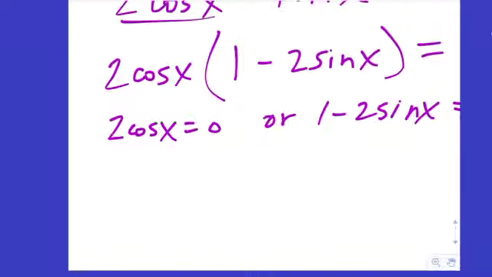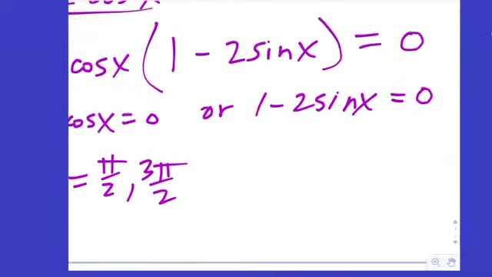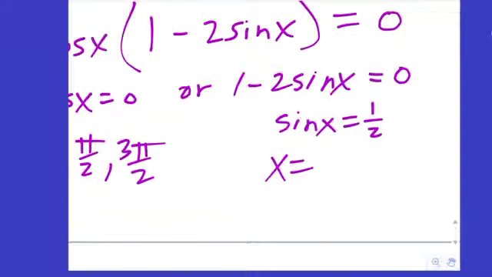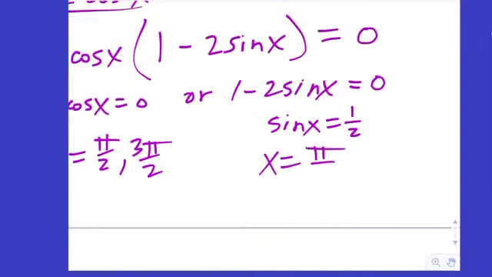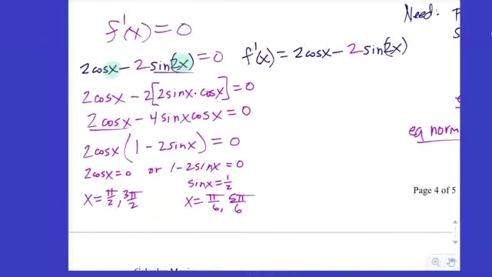Cosine of what angle is 0? Pi halves and 3 pi halves. So we'll stick within one positive rotation. Sweet. And this one's the same as sine of x equaling 1/2, if you go ahead and solve it for sine of x. And now it's unit circle time again. Where is sine equal to positive 1/2? Pi over 6 and 5 pi over 6. So that function, the original function, f of x, has 4 horizontal tangent lines within 0 to 2 pi. I like that. That's a nice little addition to this problem.